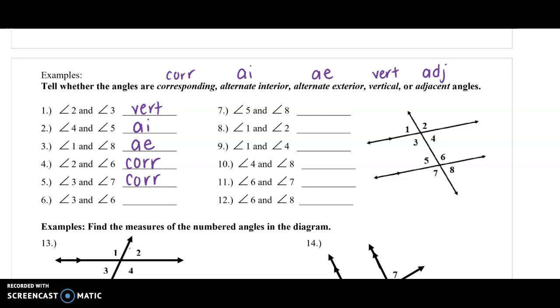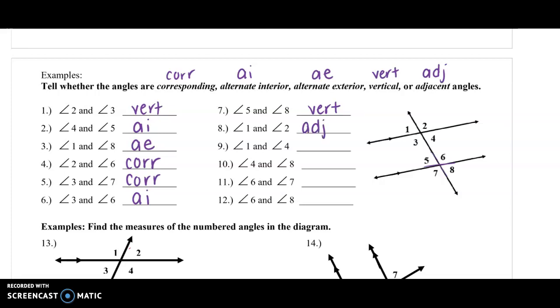Angles 3 and 6 are inside the parallel lines on opposite sides of the transversal. So alternate interior. 5 and 8, they are only made up of these two intersecting lines and they are on opposite sides of it. So those are going back to vertical angles, which we had learned before. 1 and 2, they have nothing to do with vertical angles. They're not on opposite sides, and they're not inside or outside the parallel lines. So those would actually just be a set of adjacent angles.